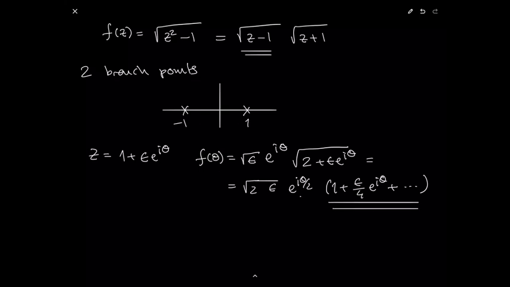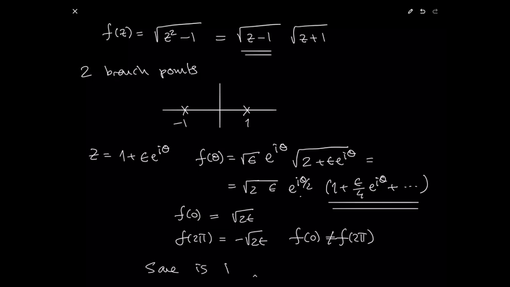As you go from f of 0, you'll get one thing, which is square root of 2 epsilon. F of 2 pi, what will it be? It'll be square root of 2 epsilon e to the i pi, which is minus square root of 2 epsilon. In other words, it's very clearly discontinuous. It is a branch point. And the same is true about z equals minus 1.